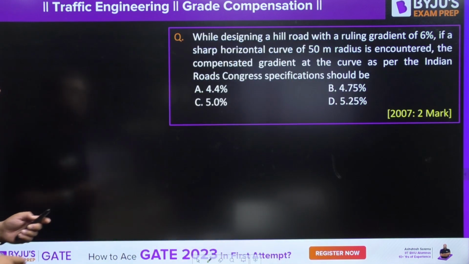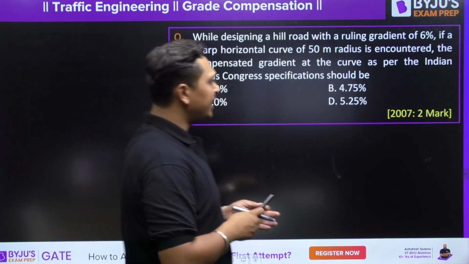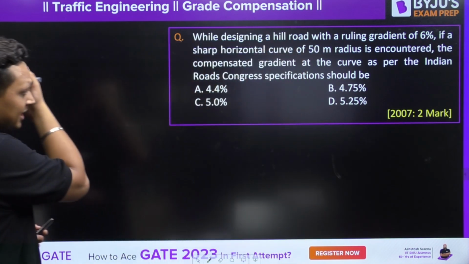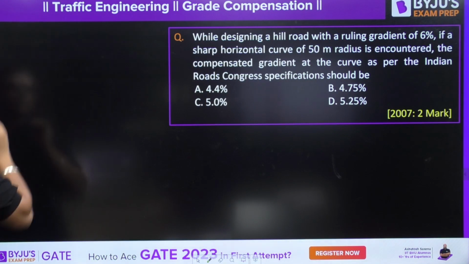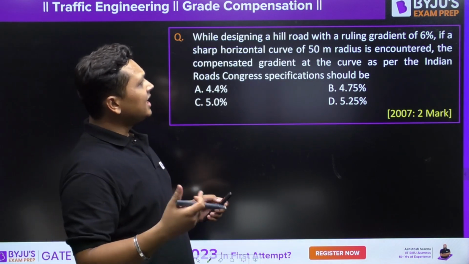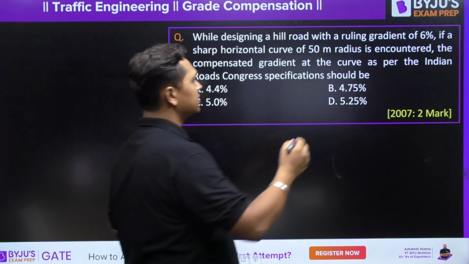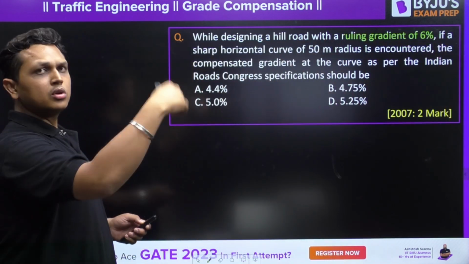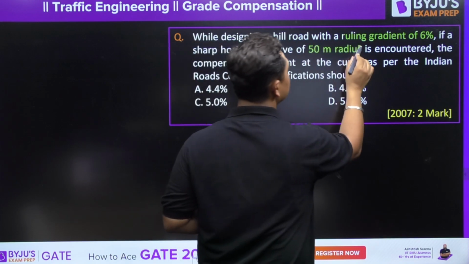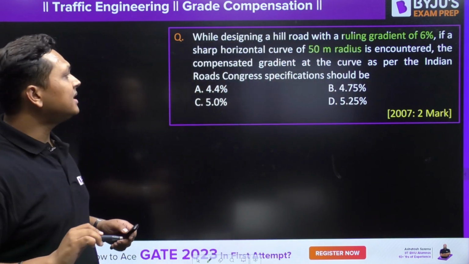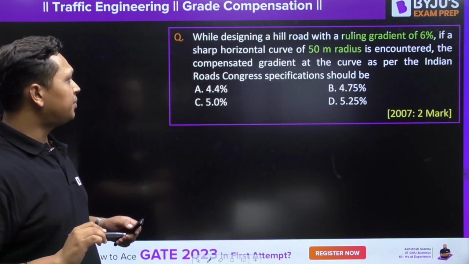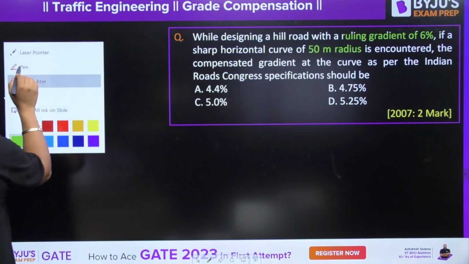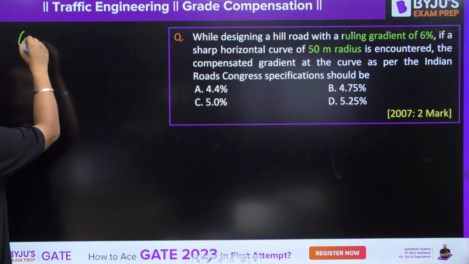Okay. Next problem. So this is another problem from the GATE examination, GATE 2007, which was asked for 2 marks. Let us see what the problem asks. While designing a hilly road with the ruling gradient of 6%, if a sharp horizontal curve of 50-meter radius is encountered, the compensated gradient at the curve as per the Indian Road Congress specifications should be. Again, a similar kind of problem. So what is the grade compensation?